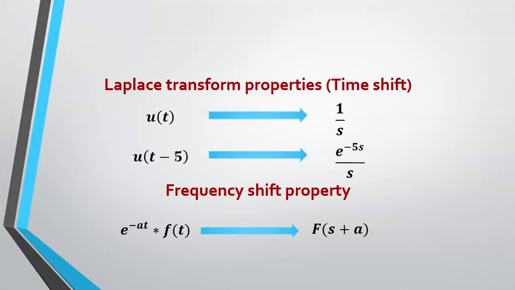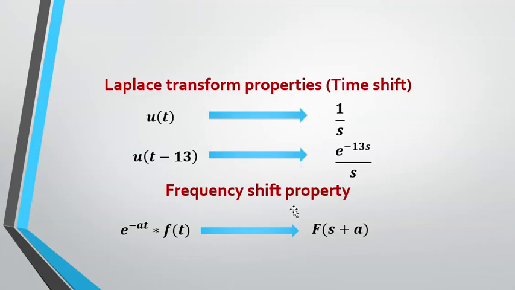So when you shift something by a value in time domain, in Laplace domain your answer is going to be multiplied by e to the power of minus that value times s. So for example, what is the Laplacian of u of t minus 13? Of course you can guess it's going to be e to the power of minus 13s over s. Super simple. How about the frequency shift?